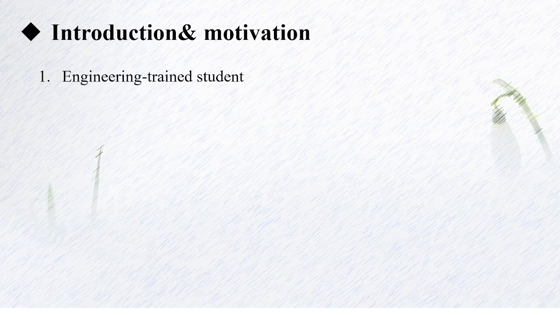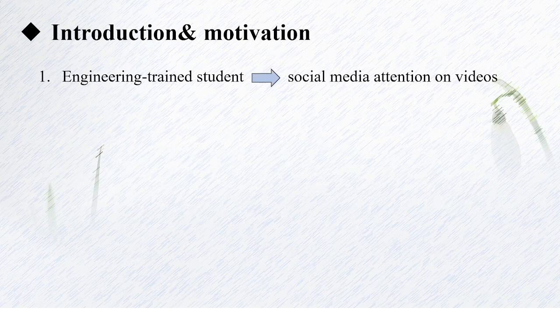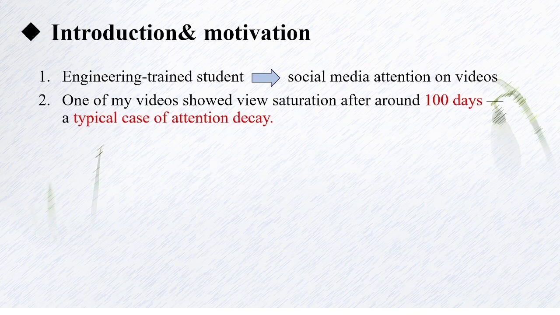As an engineering student group in the age of social media, we want to know how attention to online content, like videos, changes over time. For example, one of our teammates uploaded a video, then gained most of the attention within the first 100 days. And after that, the view count becomes saturated. This pattern resembles a decay function, which led us to think about modeling it mathematically.